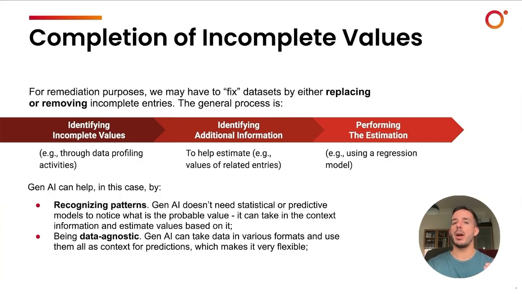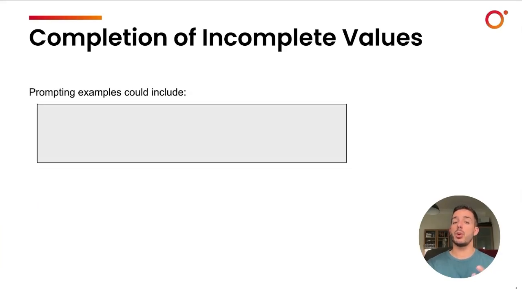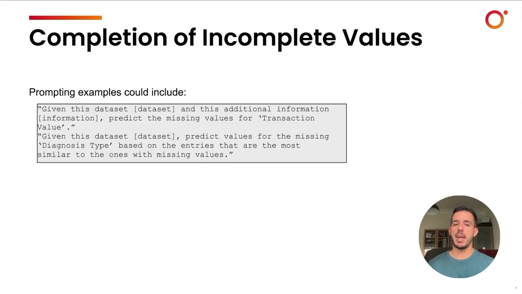But the more that you have context and backup information, and the more that you provide information about how to make that estimation and what you want, the higher the chances of obtaining good results. What are some prompting examples for completing incomplete values with generative AI? You could say, for example, hey, given this specific data set and this additional information source, such as documentation, please predict the missing values for this specific field that says transaction value.